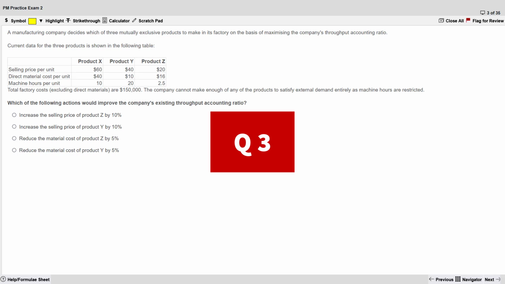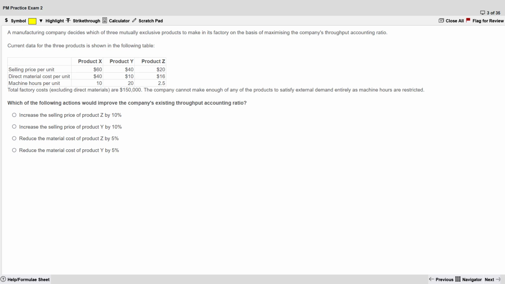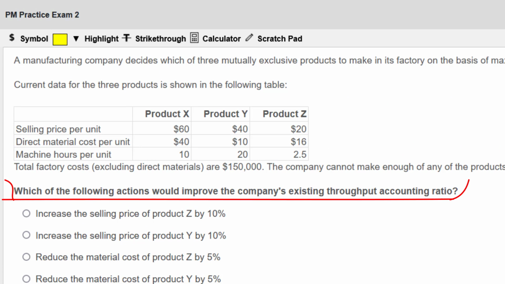Moving on to question 3. A tricky looking question on first glance. In the real exam, I'd probably flag this and keep going, but we'll do it together. First thing to do, always read the task, the question stem first, see what we're looking for. And we see: which of the following actions would improve the company's existing throughput accounting ratio.